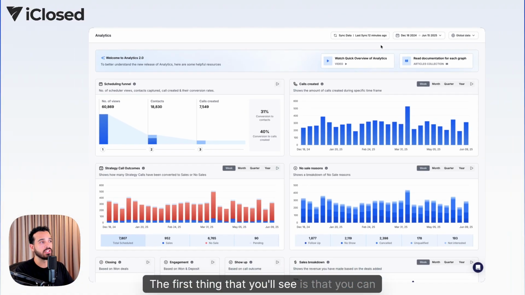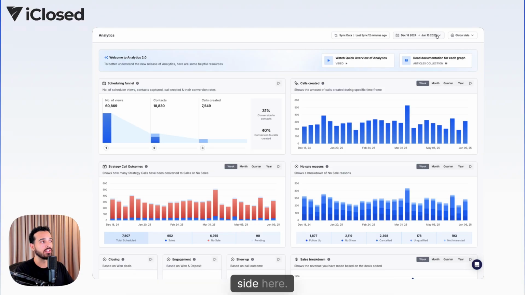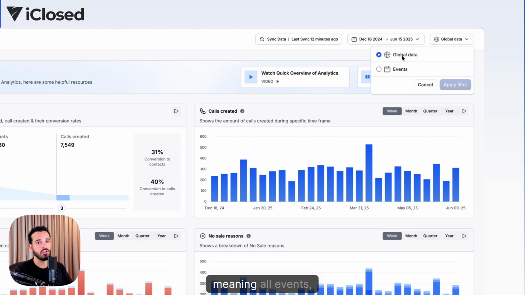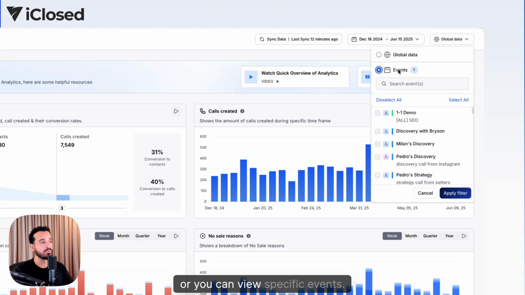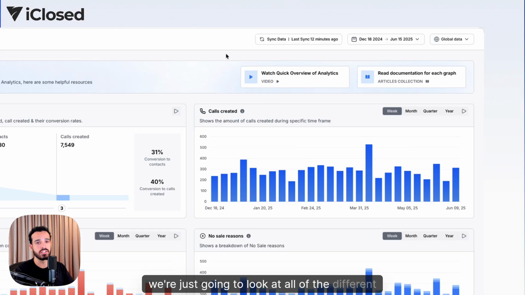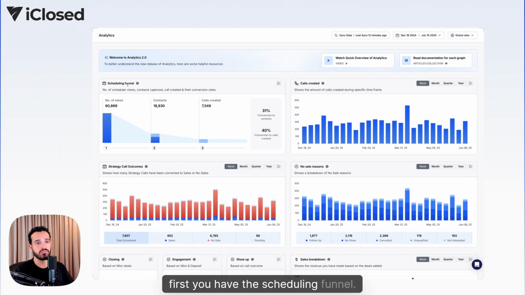The first thing that you'll see is that you can actually filter by the date range on the top right-hand side here. And then additionally, you can also filter by either global data, meaning all events, or you can view specific events. So for this example, we're just going to look at all of the different events. So on the left-hand side here, first you have the scheduling funnel.